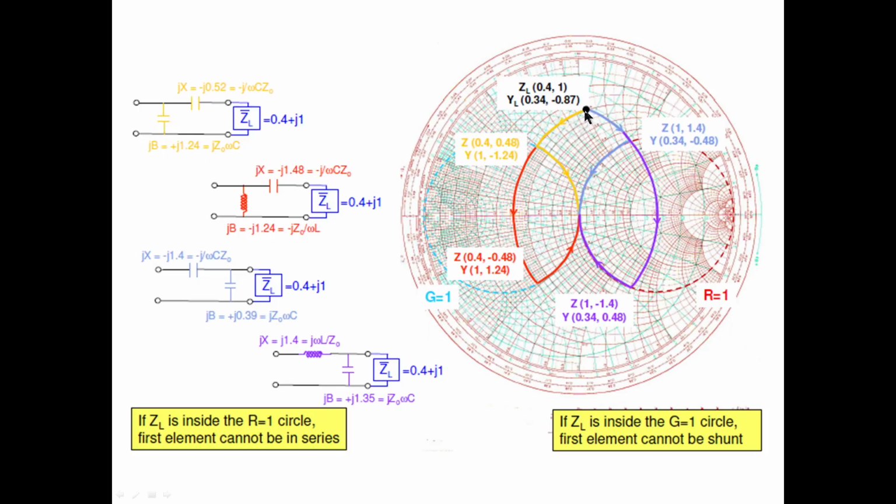One more solution you see here: instead of stopping here, we can move further over the conductance circle, stop here, and then move to the center of the Smith chart. That also gives one more solution. Moving until the other side of the G equal to one circle, we can reach here also.